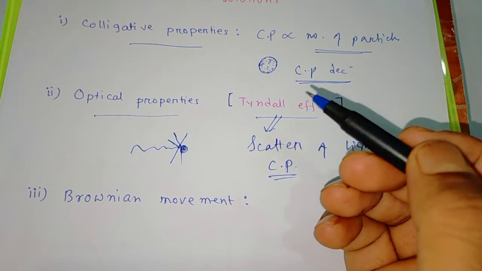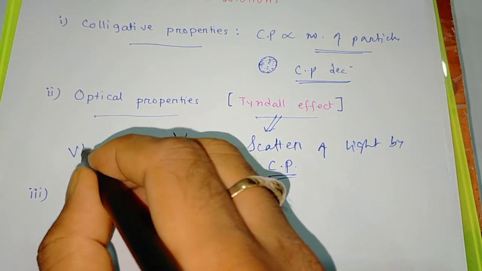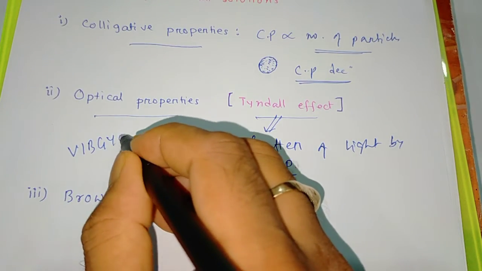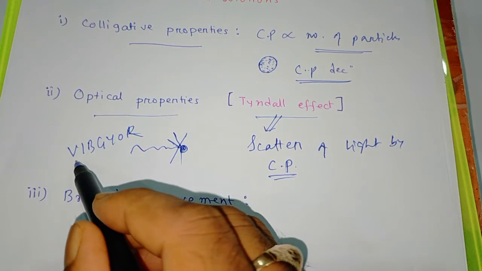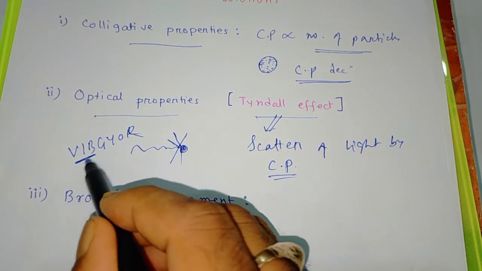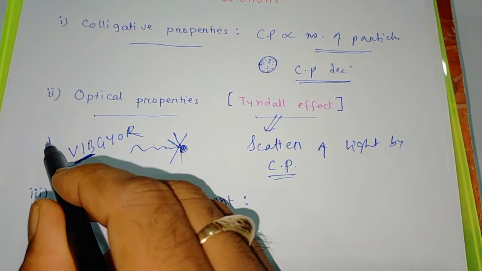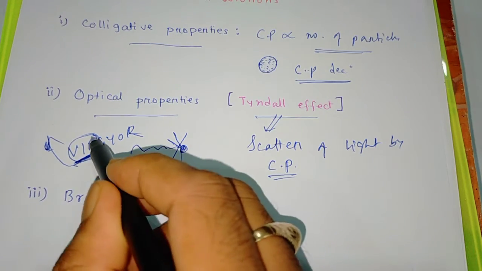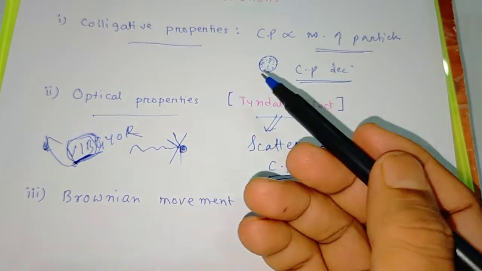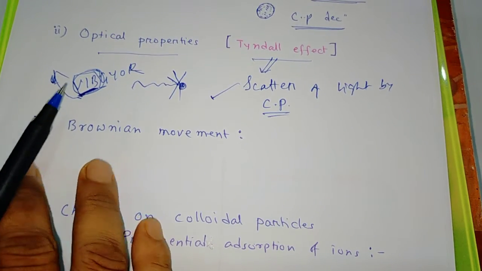Tyndall effect. Now due to this, if I consider the sunlight contains VIBGYOR, your dust particles present in the air are colloidal size, and this one reflects back VIB, and the combination of VIB gives you blue color to the sky. So this is Tyndall effect.